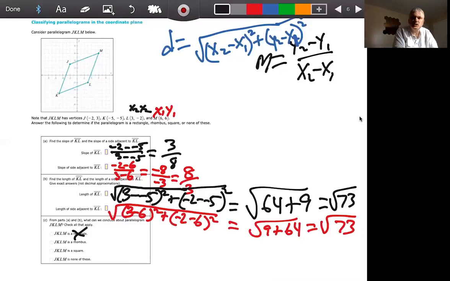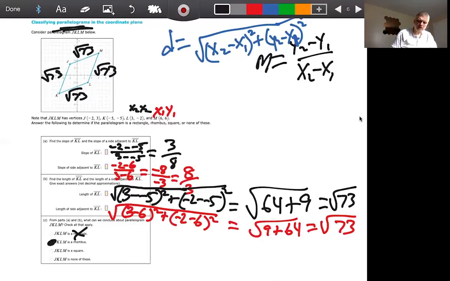Rhombus, this was the tricky one because a rhombus has got 4 congruent sides. Right now, we found that this side is √73, and we found that this side is √73. Since it's a parallelogram, we know that opposite sides are congruent. So yeah, this is a rhombus.